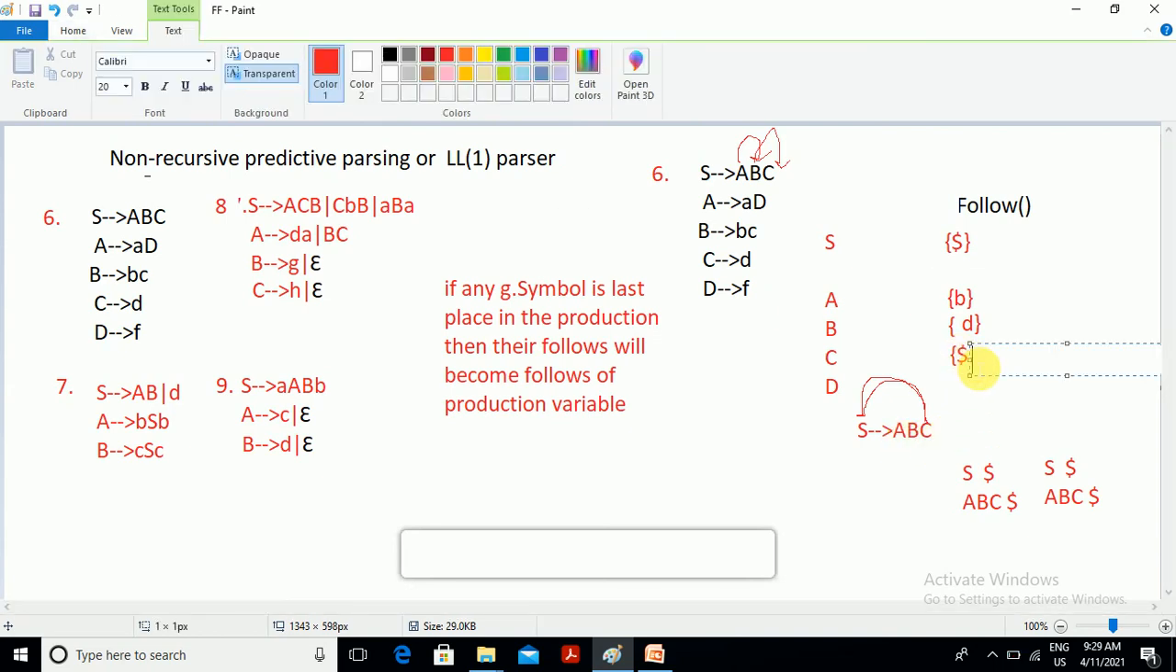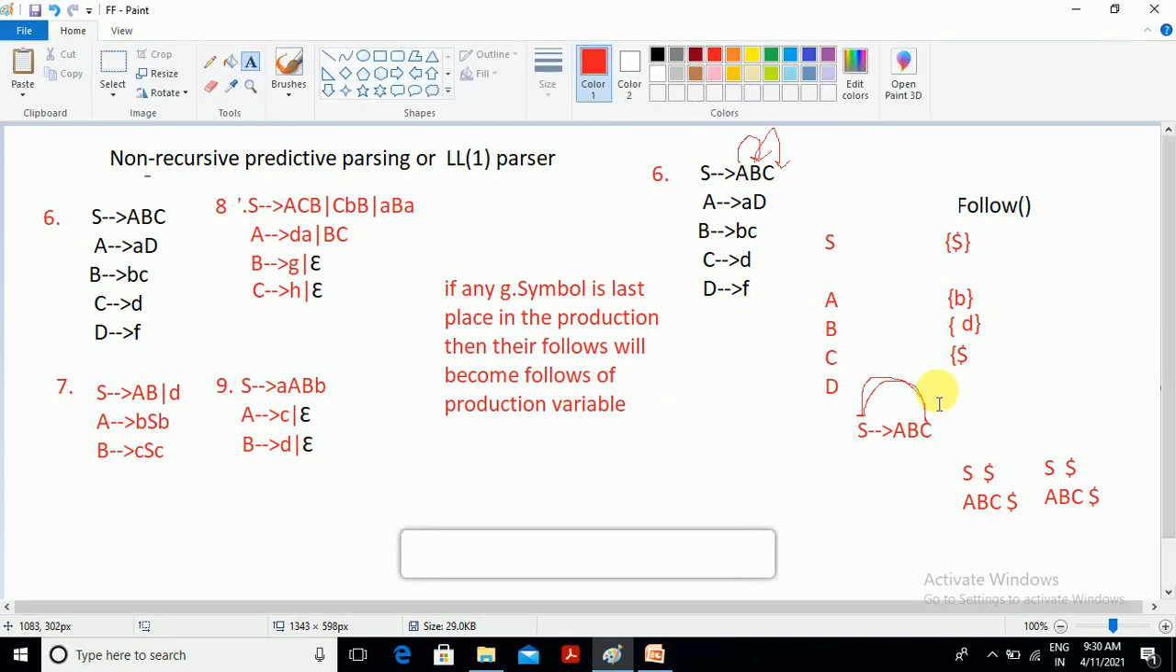So for C, how many follows are there? Only one follow is there. One follow comes under the capital C. As well, we need to verify: is there any other capital C? Capital C needs to be checked, and we need to verify the C in any other places.